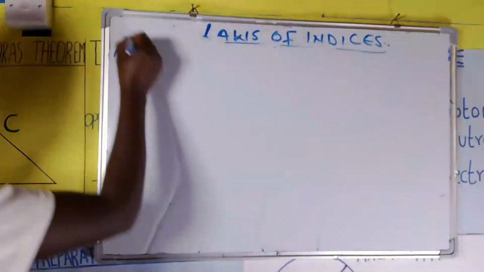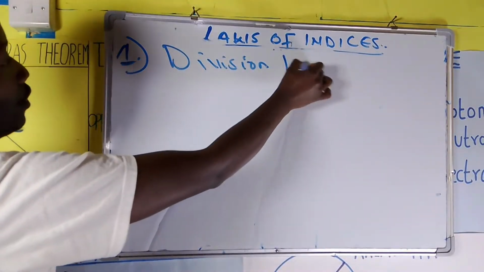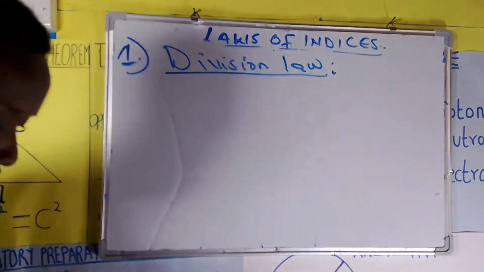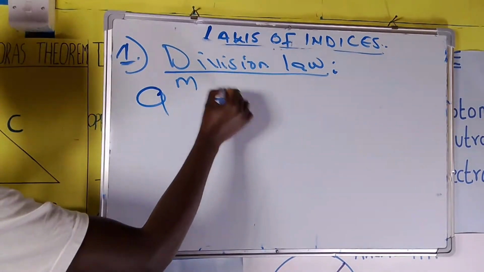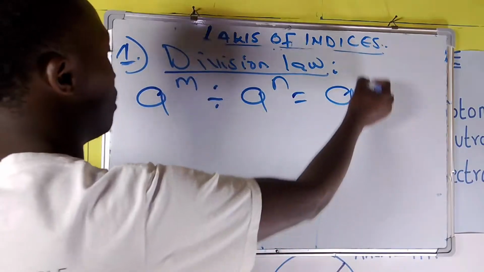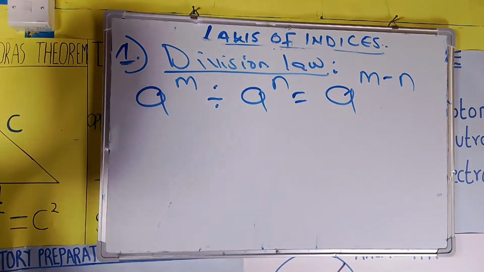So let's get down to division law. Division law. The formula is a to power m divided by a to power n is equal to a to power m minus n. This is the opposite of multiplication.